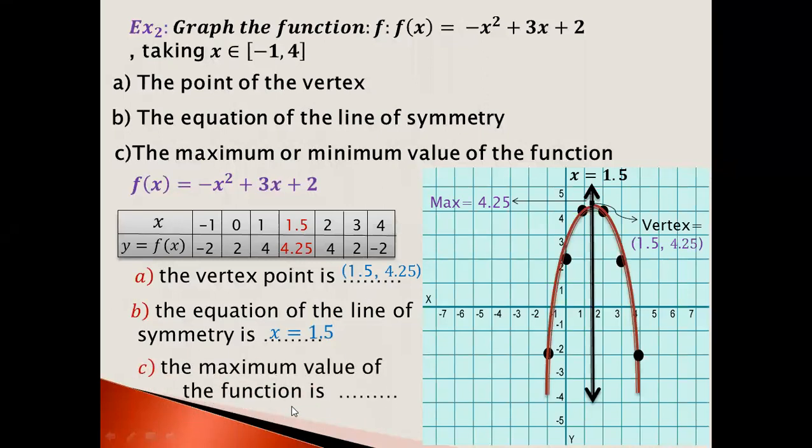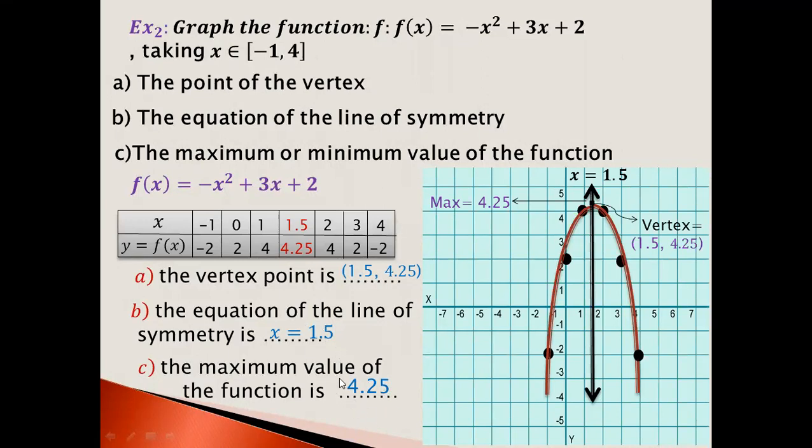The maximum value of the function. This represents the maximum value of the function. And as we said before, we can take it from the y-axis here. This element represents the maximum value of the function, and it equals 4.25. So this is the maximum value of the function.